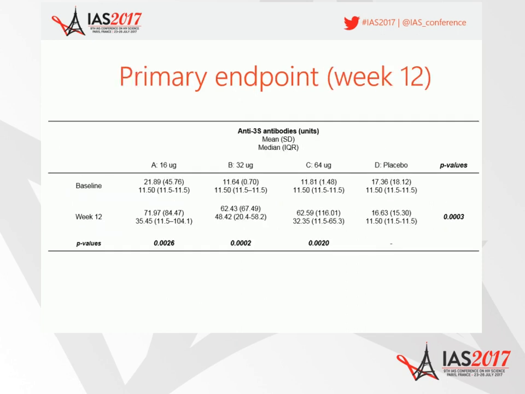The primary endpoints, as you can see here, showed that in the 3 injected arms, there was an increase of antibody level from baseline, which is highly significant at week 12, at 16, 32, 64, whereas, as you can see here, there is no difference in the placebo. And there are differences between all groups, as shown here, with a highly significant p-value.